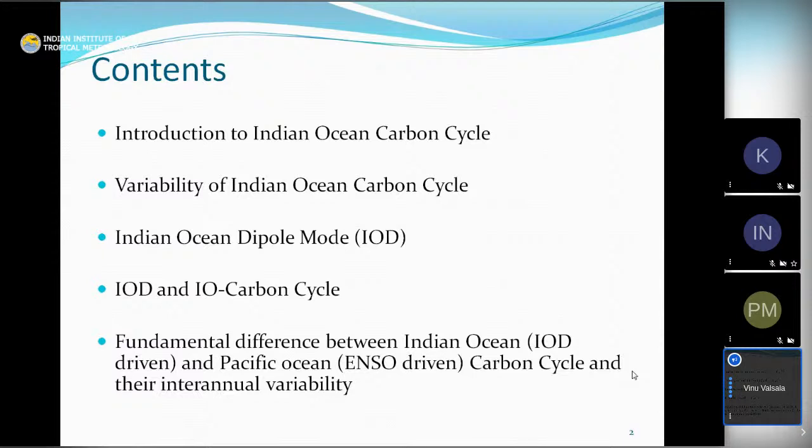Then my job is to link IOD and the Indian Ocean carbon cycle, and how they are linked, for example how IOD impacts the carbon cycle. Then I need to highlight the fundamental differences between the Indian Ocean and Pacific Ocean carbon cycles. We have noted that the Indian Ocean carbon cycle is primarily driven by IOD, and the Pacific, on the other hand, is driven by ENSO. However, in operation, these two climate indices impact the carbon cycle in totally different ways. That is what I am going to highlight in this talk.